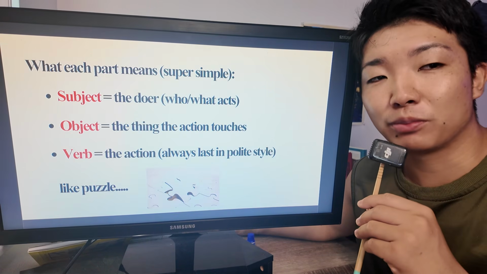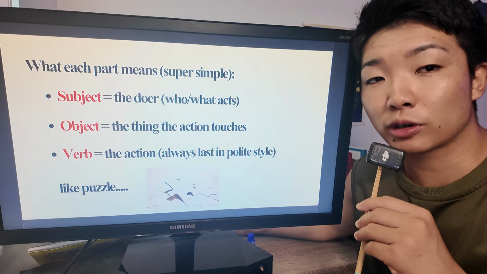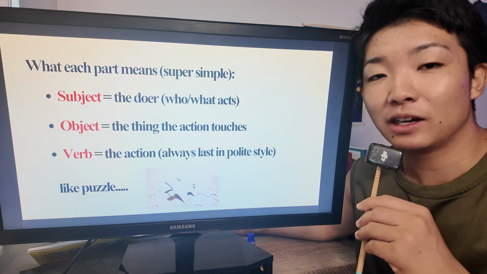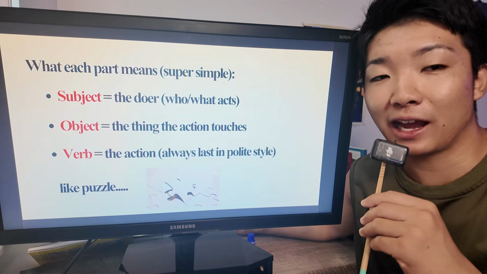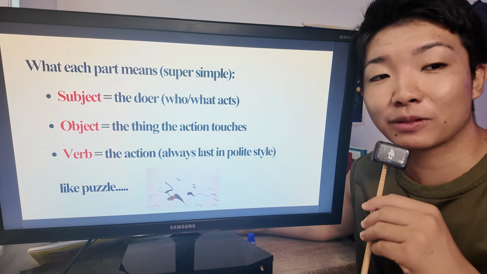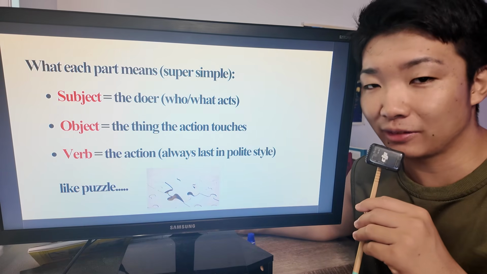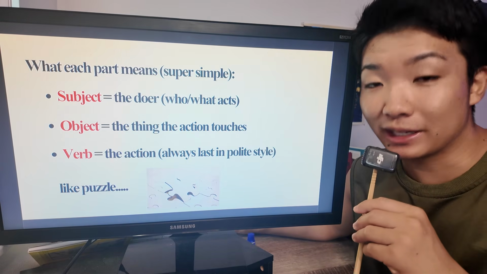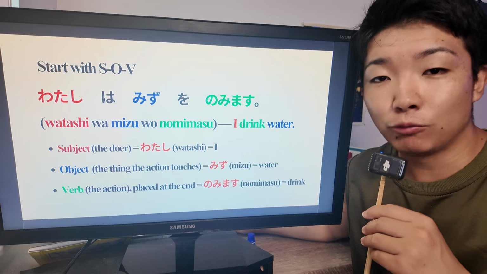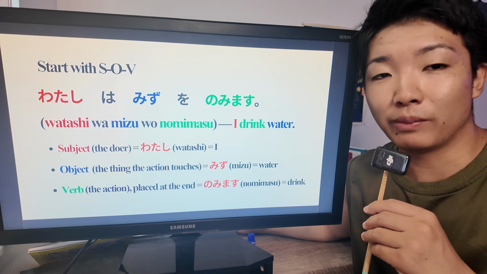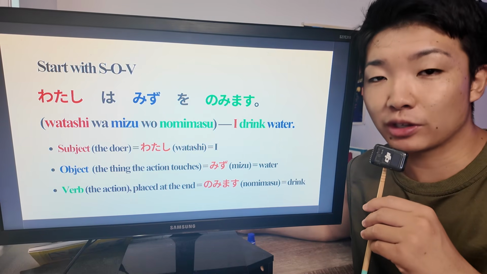And what each part means: the subject, which is the doer, the who or what acts. Object is the thing the action touched. And the verb is the action by itself and always last in the polite style in Japanese. Think about it like a puzzle. So for example, 私は水を飲みます, which means I drink water.